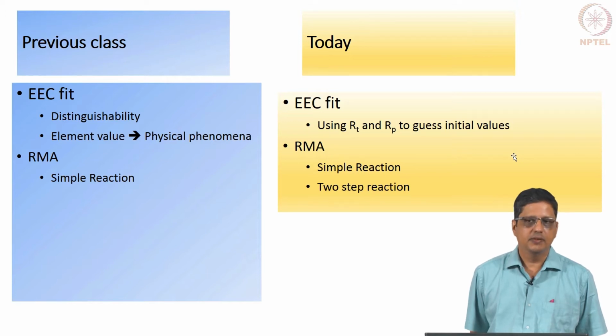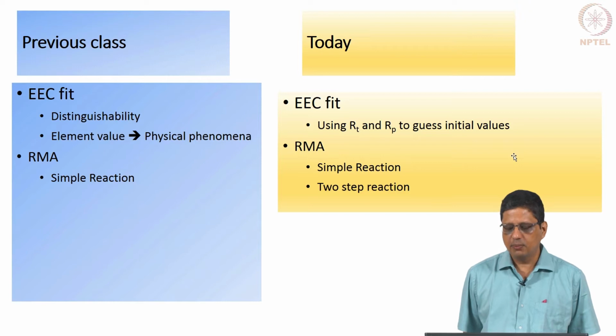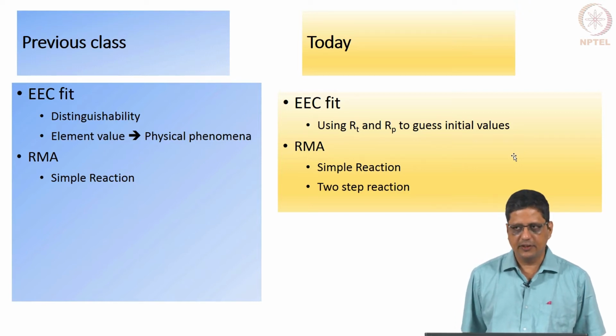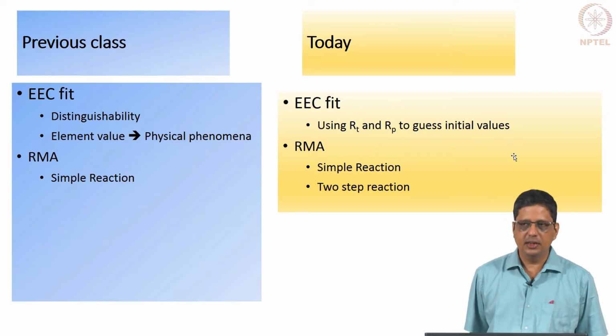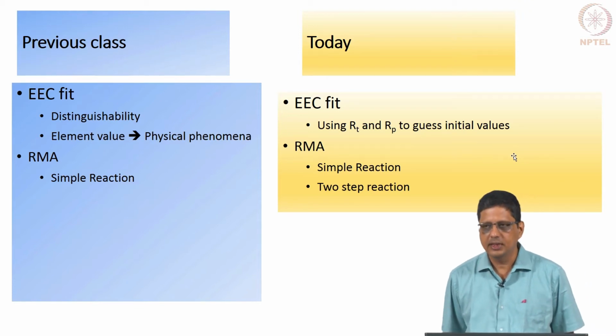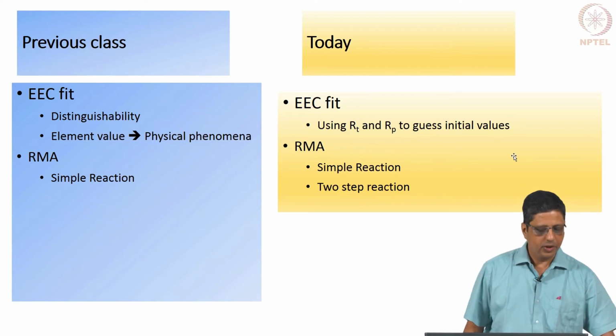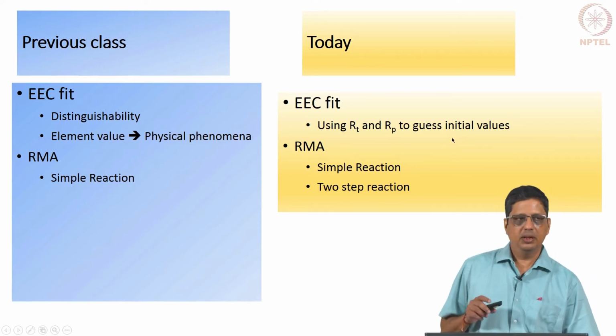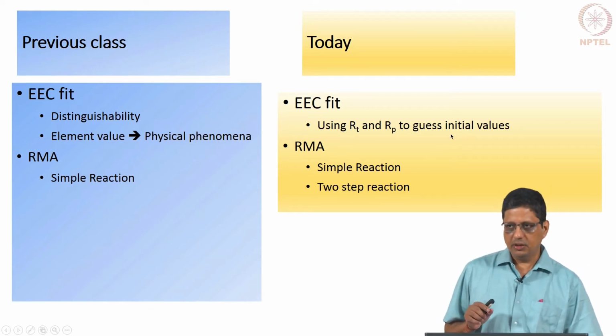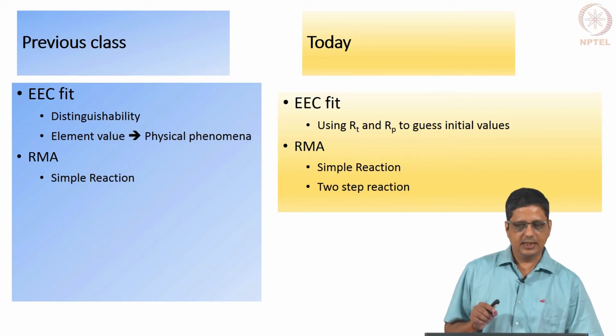Okay. So, yesterday we saw that the definitions of RT, charge transfer resistance, and polarization resistance are different. At infinite frequency, the impedance given by the reaction is called charge transfer resistance. At 0 frequency, it is polarization resistance. I want to show an example of how to use that information for making good initial guesses in the EEC.